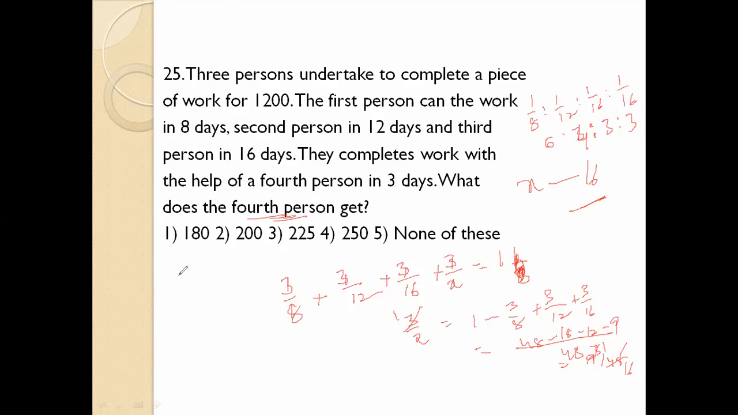Here 8 sixes are 48, 12 fours are 48, 16 threes are 48. 3 plus 3 is 6, 6 plus 4 is 10, 10 plus 6 is 16. 16 parts is to make 1200 into 16 parts. 16 ones are 16, 16 sevens are 112, carry 8, 80. 16 fives are 80. One part is 75. Here the fourth person has how many parts? 3 parts. 75 threes are 225. So the fourth person gets 3 parts, and that 3 parts value is 225. Option number 3 is the right answer.